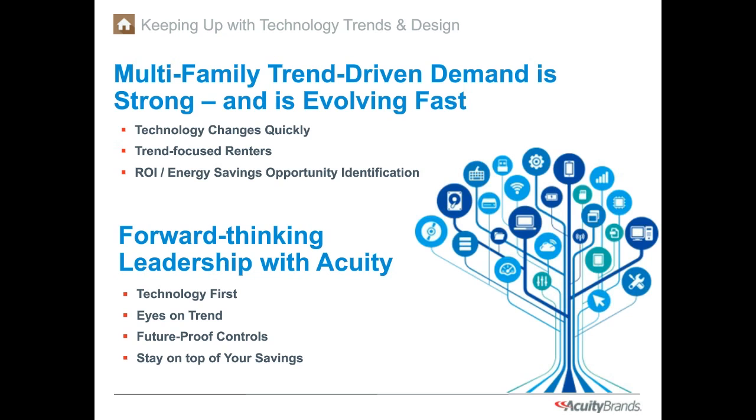With land prices, construction, and labor costs rising, it is critical to manage operating costs and be able to appeal to those ideal tenants. It can also be challenging to stay on top of all the trends tenants are looking for and keep those operating costs under control. That's why identification of ROI and energy savings opportunities is crucial. New spaces may require unique lighting solutions and need in-depth analysis to ensure all cost savings are being realized. Acuity is your technology leadership partner.